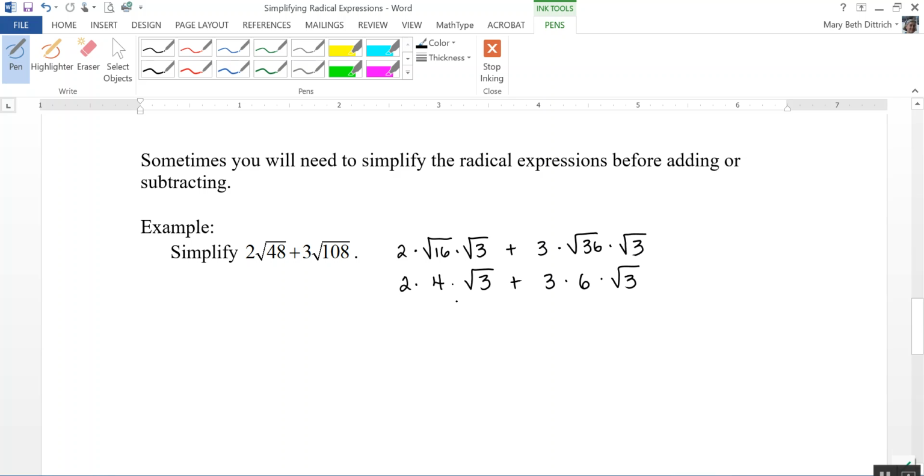And so now I can multiply these numbers. I have 8 square root of 3 plus 18 square root of 3. And now that my radicals are the same, I can add those to get 26 square root of 3.